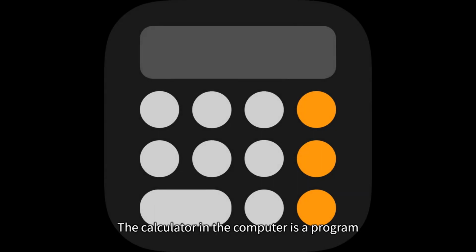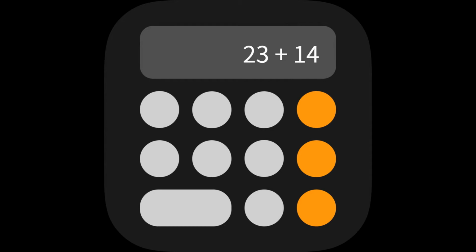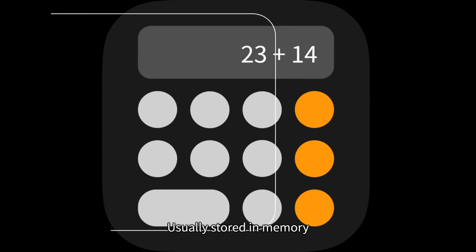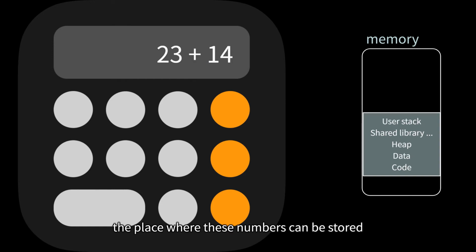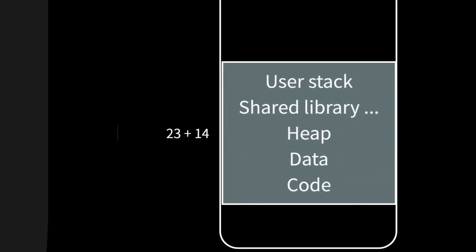The allocator in the computer is a program. After we input some numbers, we need to remember them temporarily. They are usually stored in memory. Among these contents, the place where these numbers can be stored is called a heap.